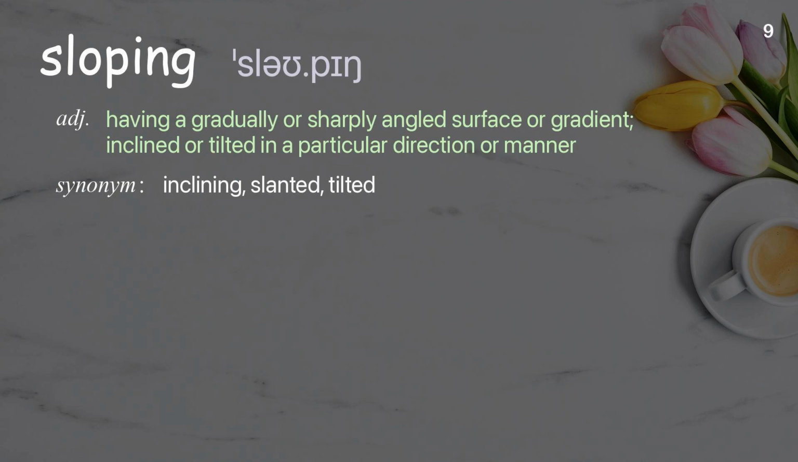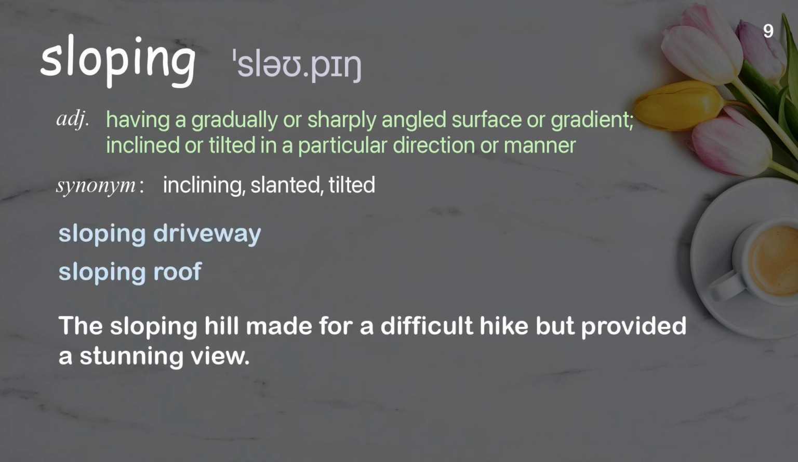Sloping. Having a gradually or sharply angled surface or gradient, inclined or tilted in a particular direction or manner. Examples: Sloping driveway. Sloping roof. The sloping hill made for a difficult hike, but provided a stunning view.